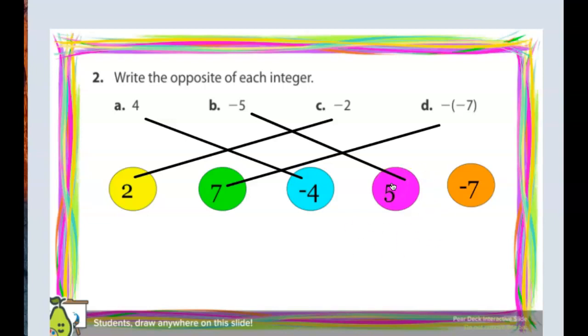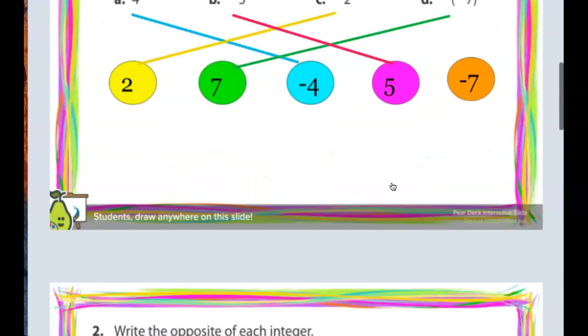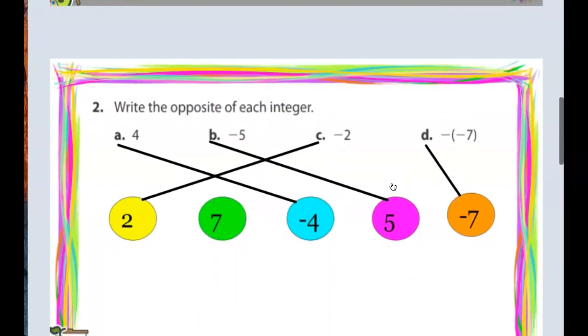He said 2 in the chat. Oh, he said 2 in the chat. I really want to hear you guys. What's the opposite of -(-7)? -7. Why is it -7? Because there's 2 minus. What does it mean if it has 2 minus? It's like going back to 7 and then coming back to -7.